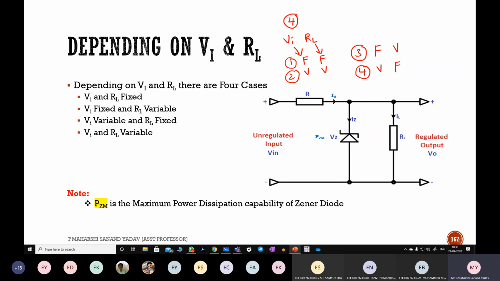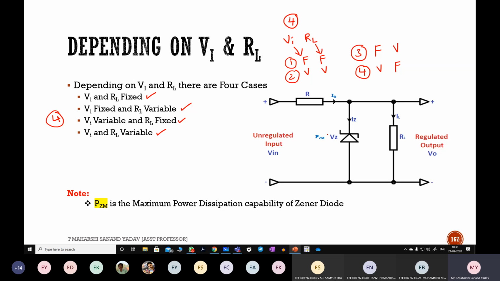You can see it here. When input Vi and output load RL are fixed, what will happen? If both are variable, what will happen? If the input is fixed, the output is variable. And if the input is variable, the output is fixed. These are the 4 cases which we need to analyze in order to understand the working of the Zener diode.